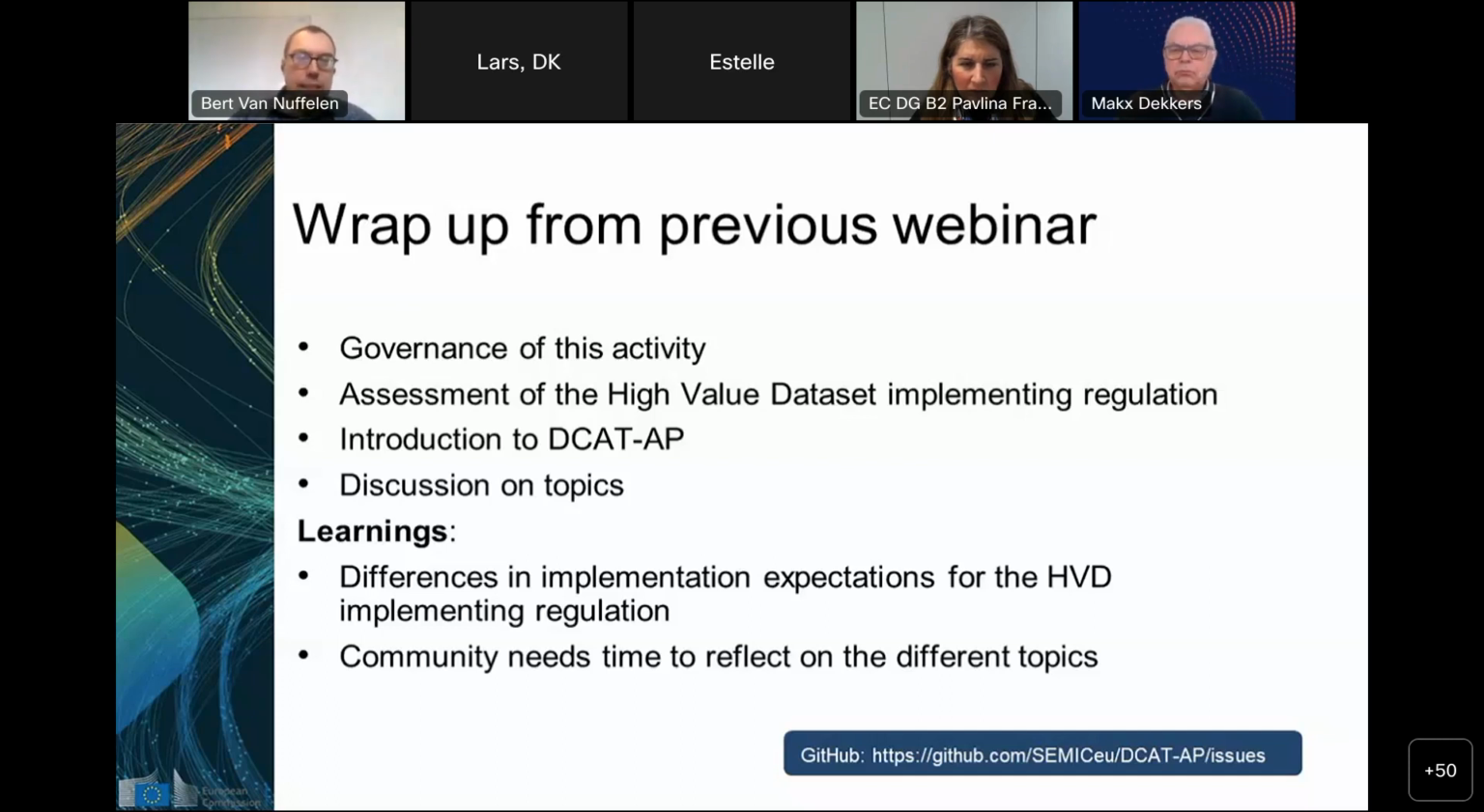One of the learnings was that there were some differences in expectations on how to implement the high-value datasets implementing regulation as an implementer. We will work on that in the first phase. There was also a need for the community as a whole to reflect on the different topics. That's why we will represent the same topics today as in the first webinar, with the feedback that we got online and during the first webinar.